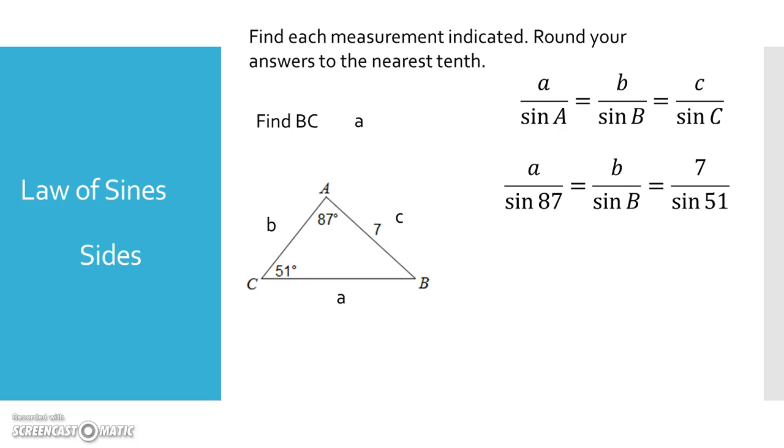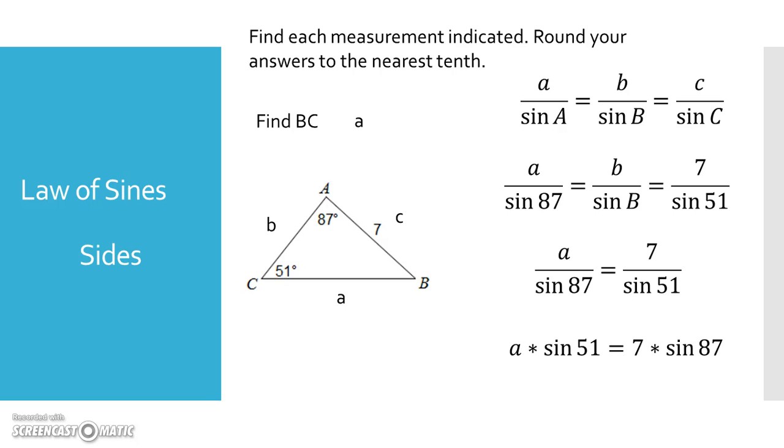Now, we only want 2 of these fractions because we can't solve a proportion with 3 of them. So what we're going to do is eliminate one of them. And we always eliminate the one that has nothing in it, so none of the numbers. So we're going to eliminate b from this equation. What we're trying to do is solve for a, so that's the only variable that should be in the equation. We're going to cross multiply here. 7 times sine of 87 equals a times sine of 51.